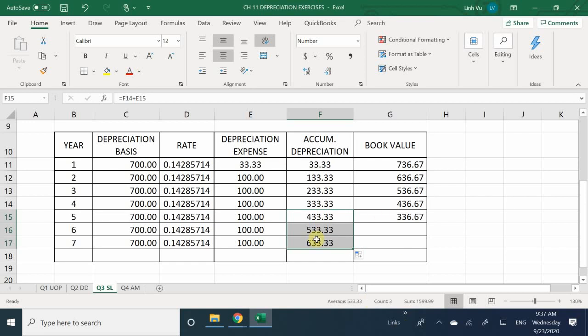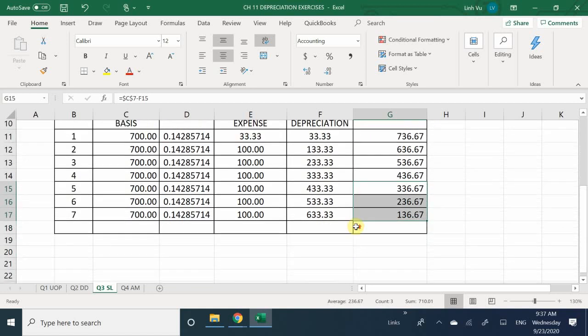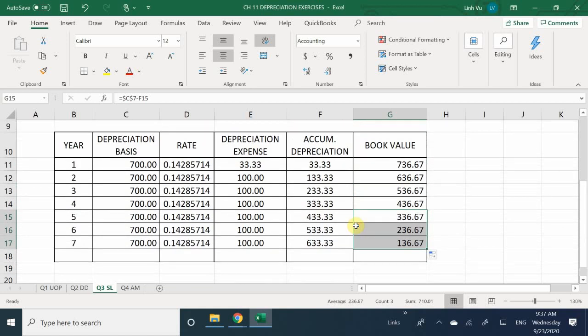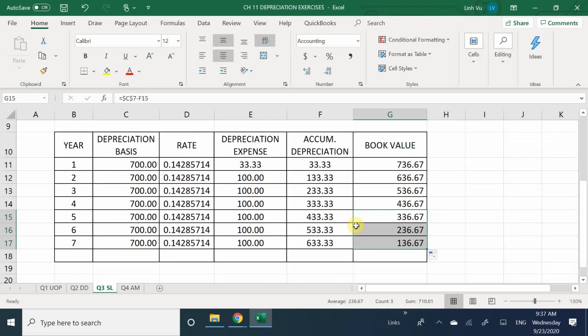Okay, so we're just adding 100, and then now we're subtracting 100. So this is going to be 236 and then 136.67. Now, what is my salvage value going to be? 70 even, right? Now in this case, how old is my asset right now? How old is this table set? Is it really 7 years?